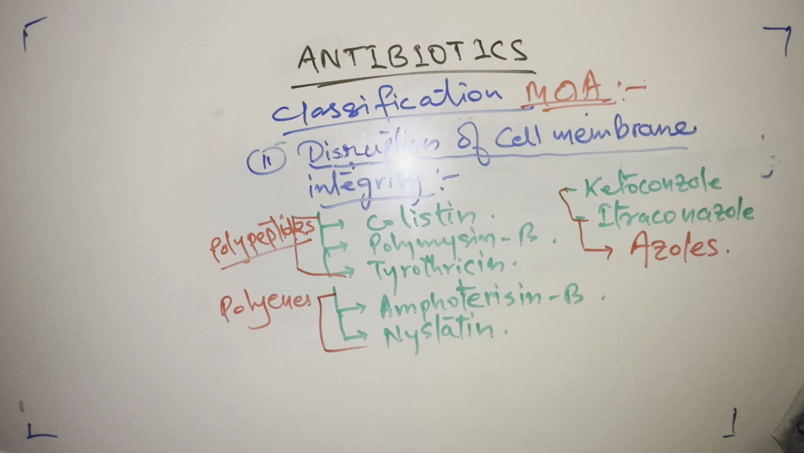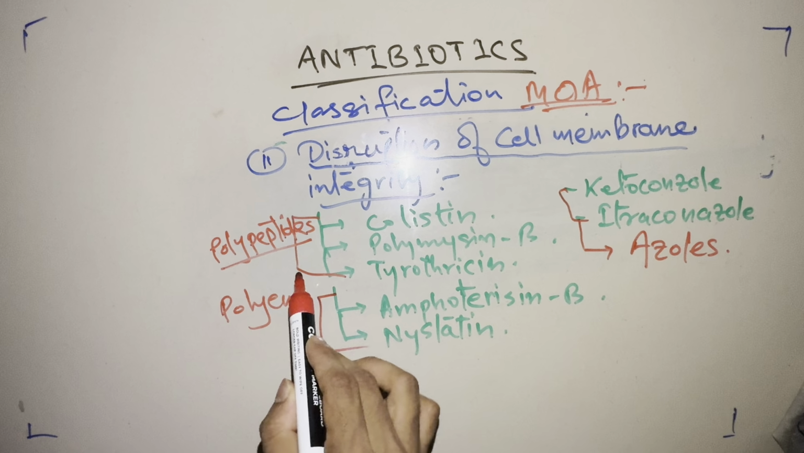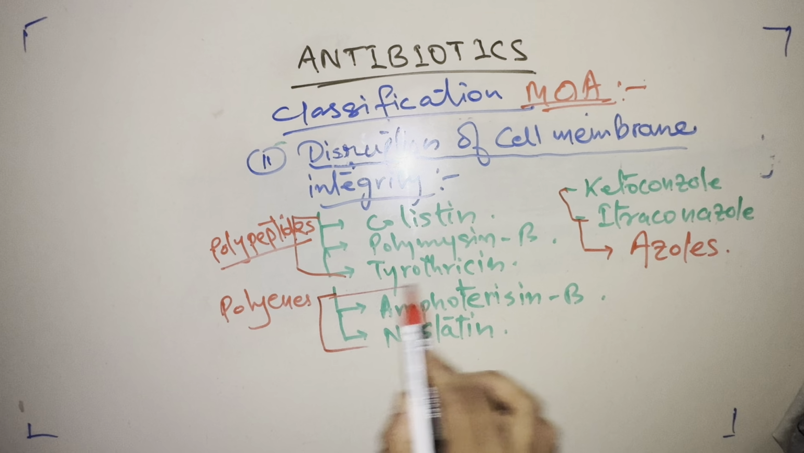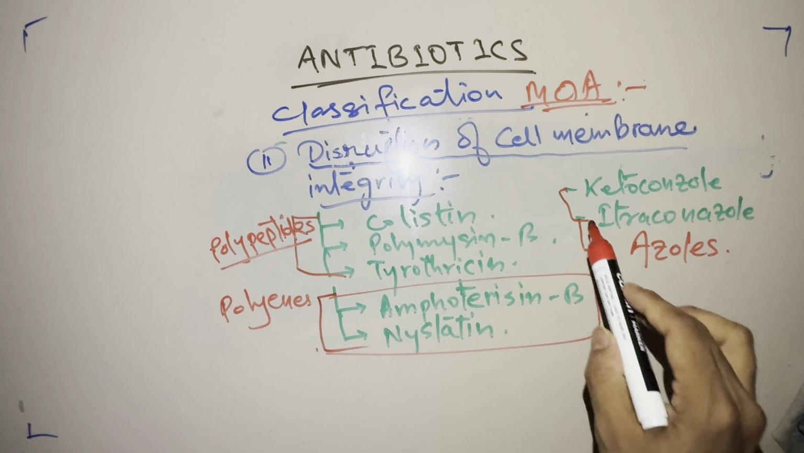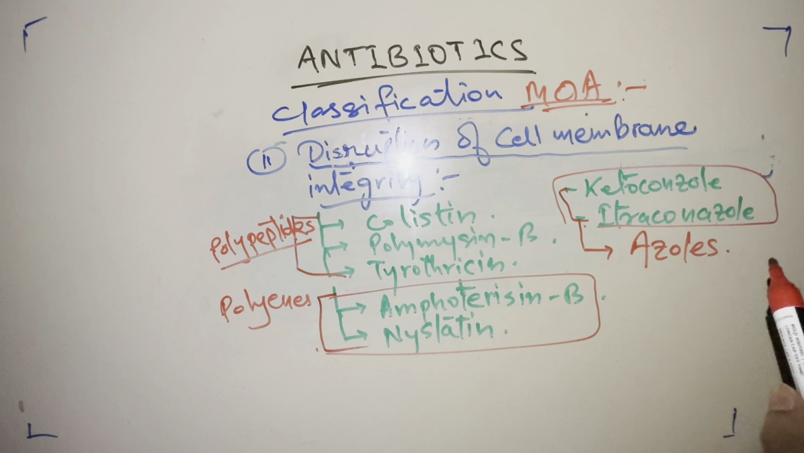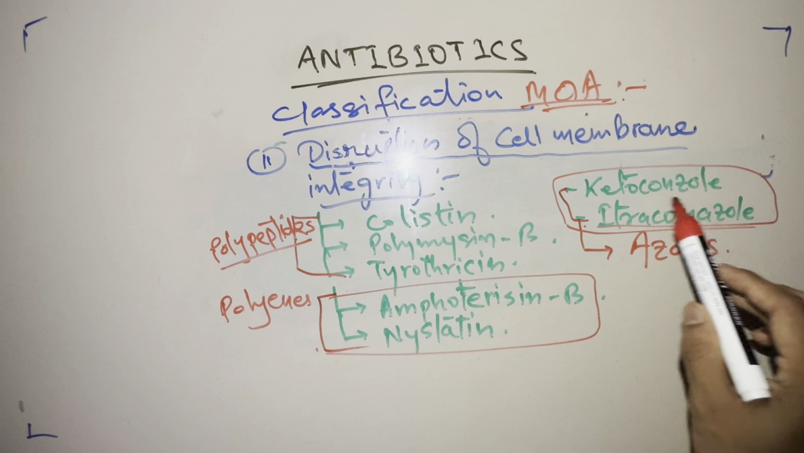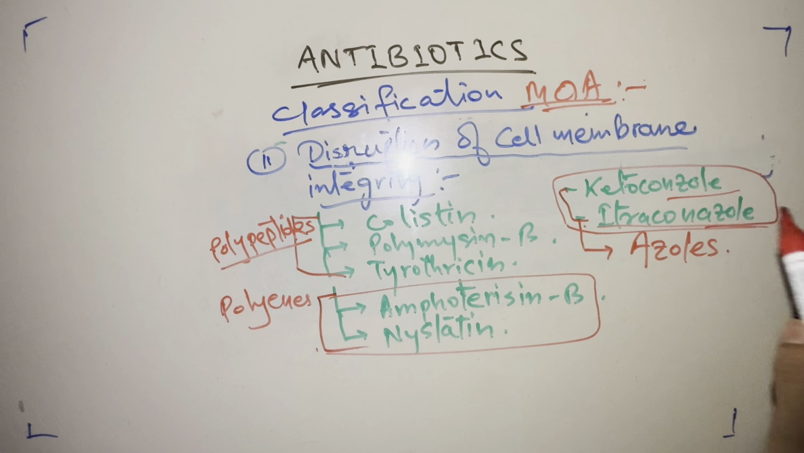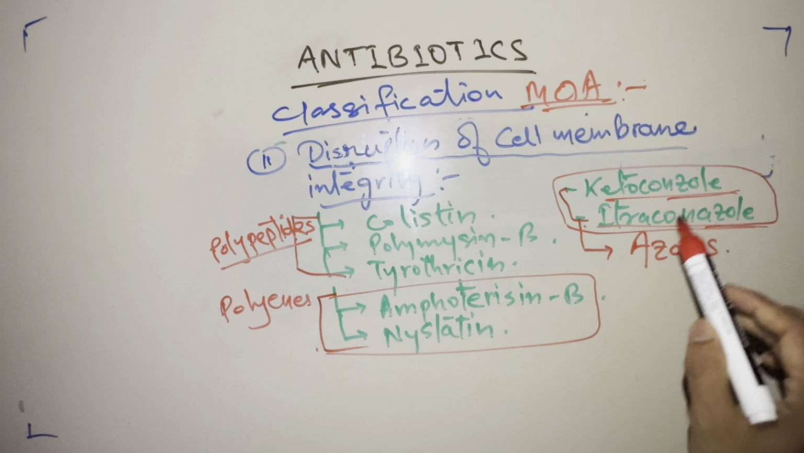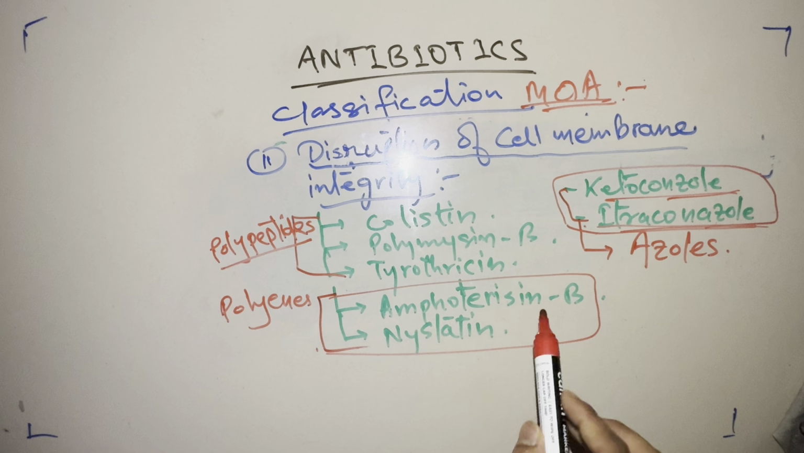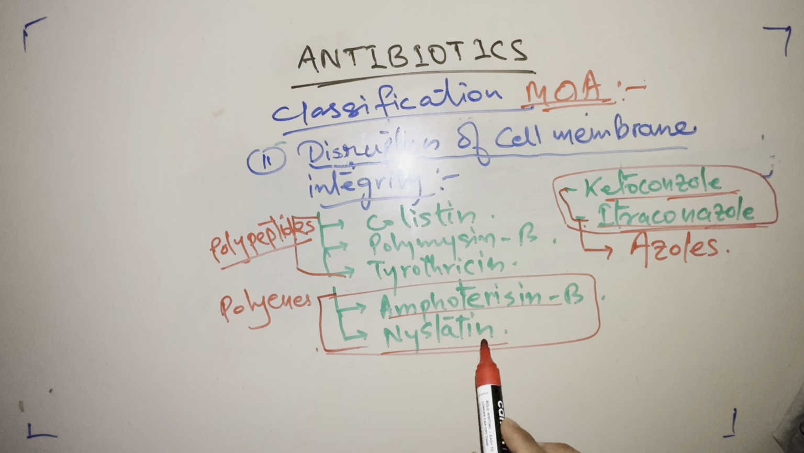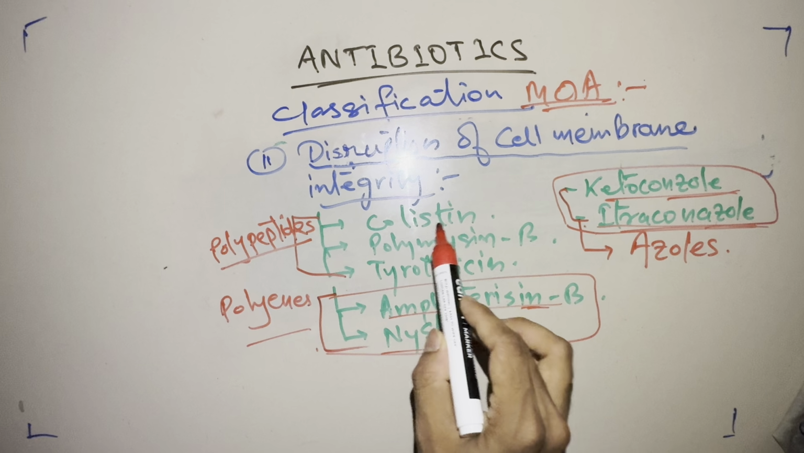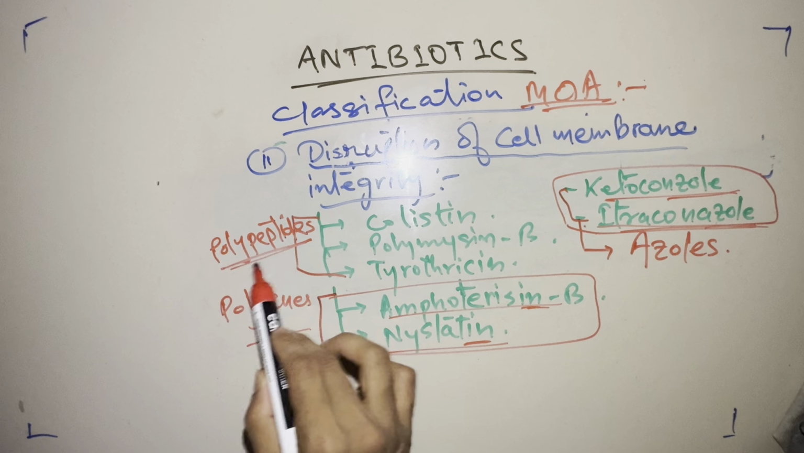These are called polypeptides. So these 3 are polypeptides, these 2 are polyenes, and these are azoles. In azole, at the end of the name you will see azole: clotrimazole, ketoconazole and itraconazole. Here amphotericin B and nystatin are polyenes. Okay. Next colistin. In colistin you will see polypeptides.